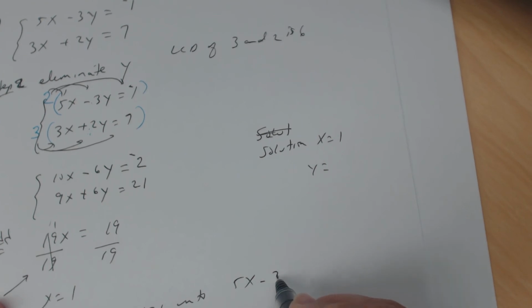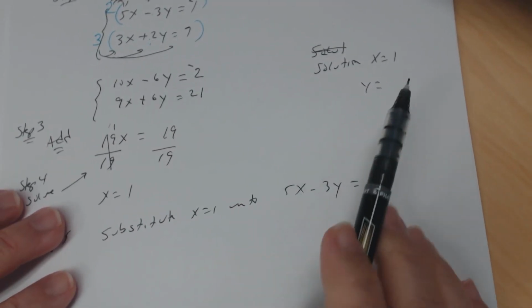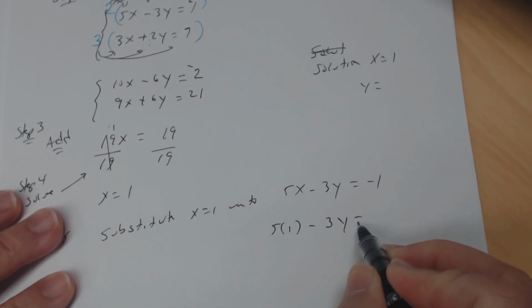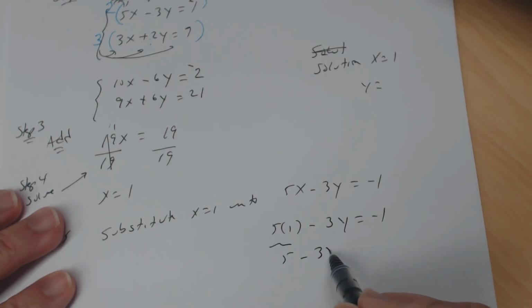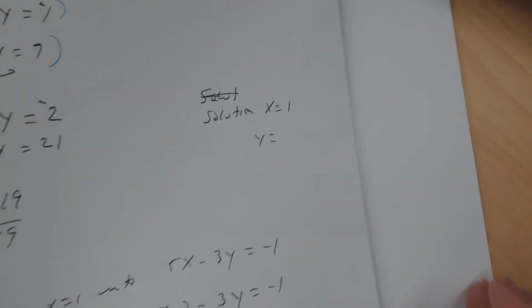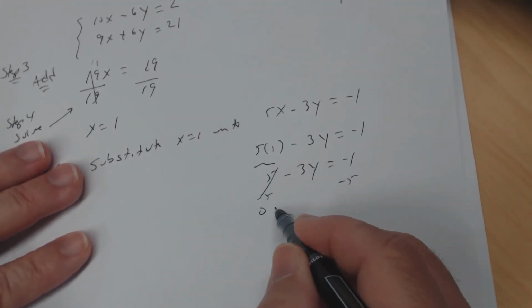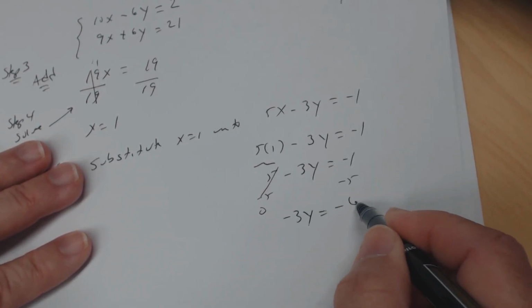So 5x minus 3y equal negative 1. So in place of x, I'm going to plug in 1. So I get 5 times 1 minus 3y equal negative 1. 5 times 1 is 5 minus 3y equal negative 1. Solving for y, I'm going to subtract 5 from both sides. So that's 0. 5 minus 5 is 0. I'm left with negative 3y equal negative 6.